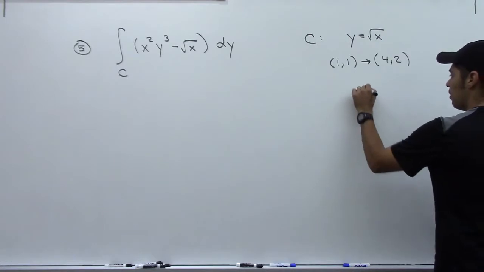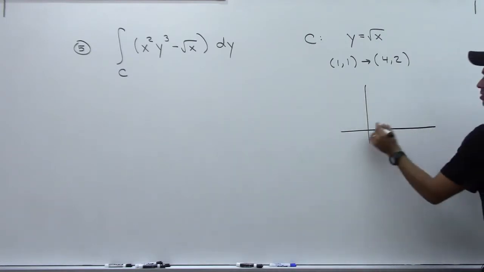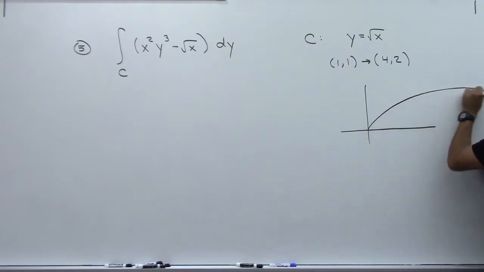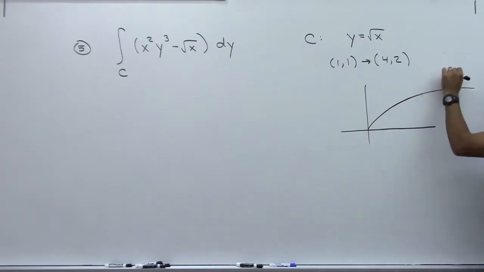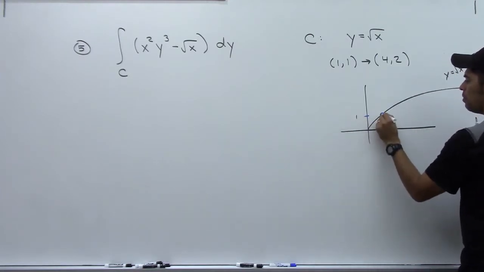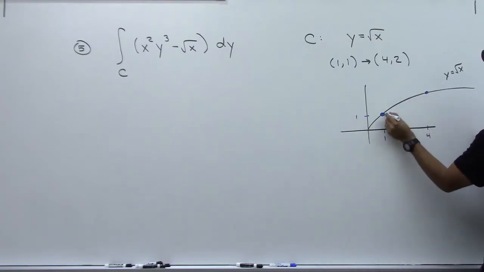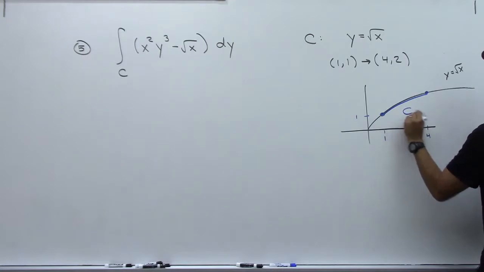So let me draw this real quick. This is what square root of x looks like right here. It's y equals root x. But we only want to go from (1, 1), so from this point, to the point (4, 2). So we're only traveling along that piece right there, C.